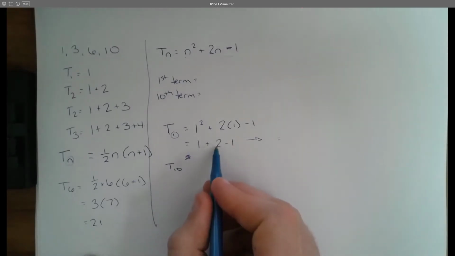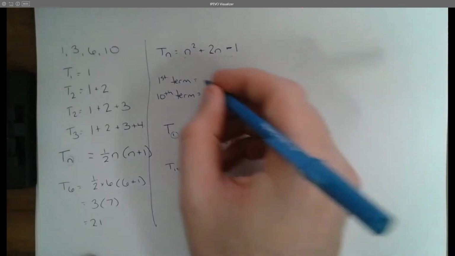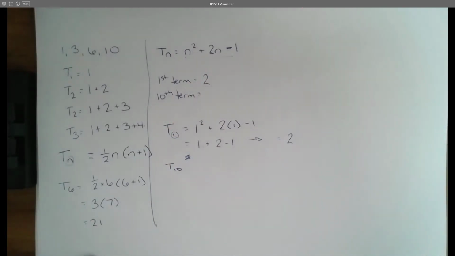1 plus 2 is 3. 3 minus 1 is 2. So my first term is 2, or t1 equals 2.